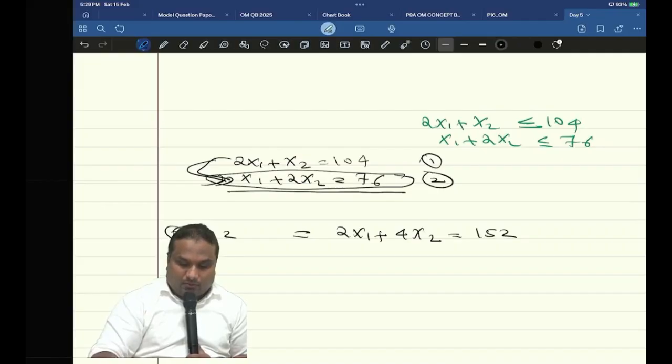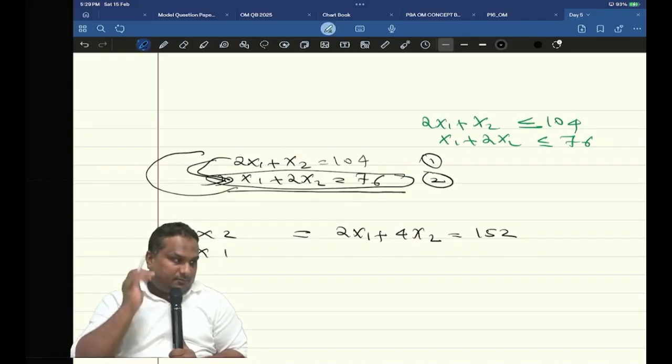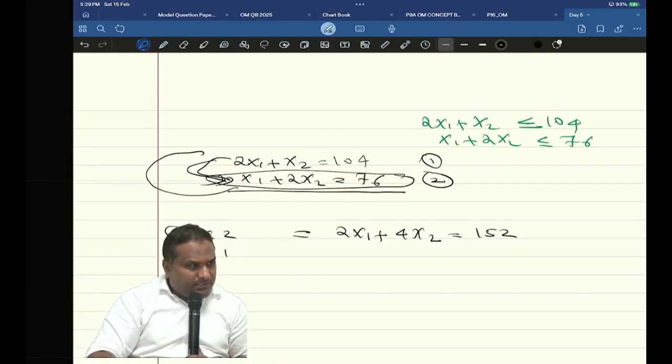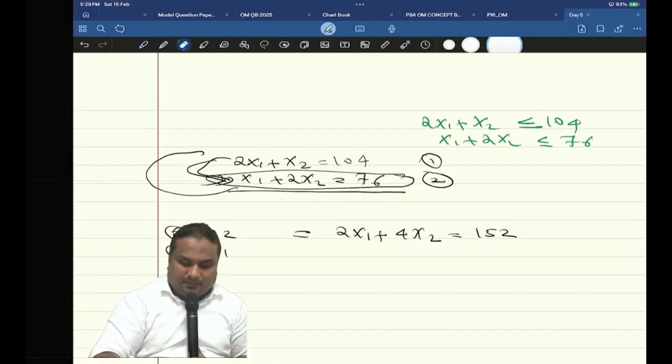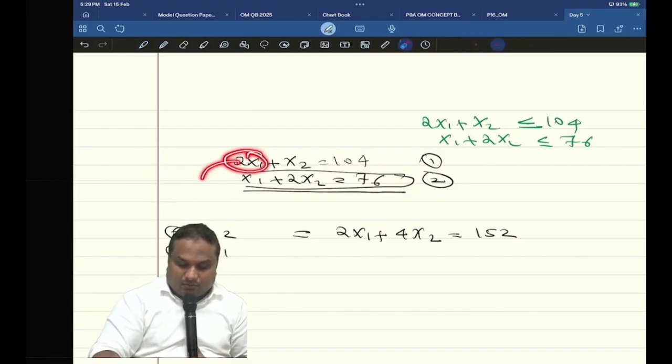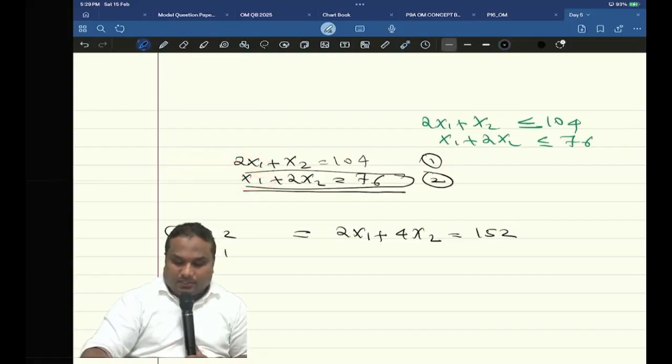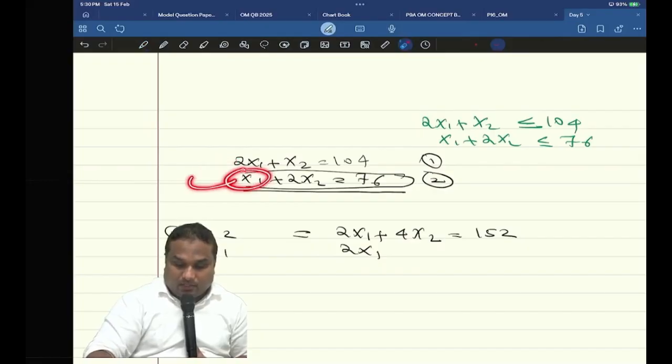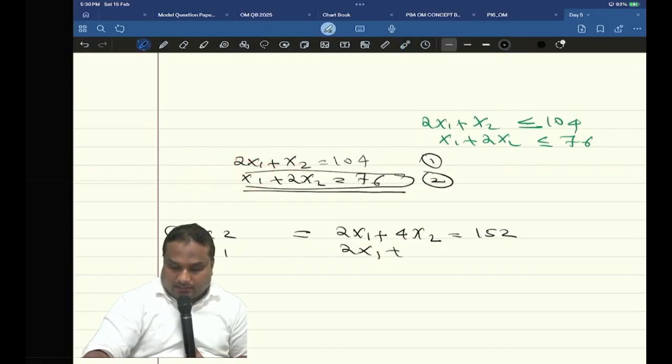Next, the first equation: the multiplier is 1. So equation number 1 multiplied by 1. Simply we are solving the equation, it's 7th standard mathematics only, very simple. So 1 into 2x1 is 2x1, next 1 into x2 is x2, equal to 1 into 104, which is 104.